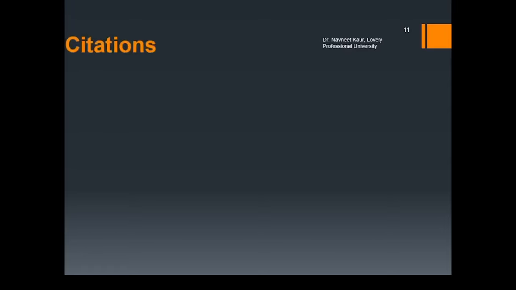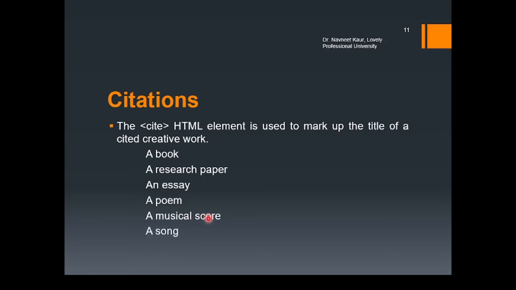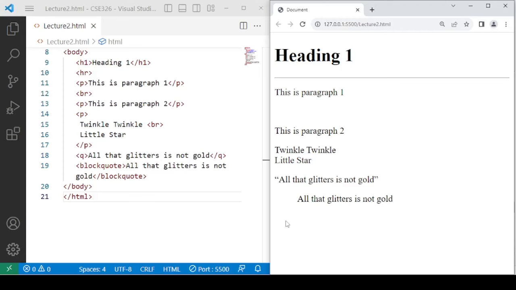Next one is citations. The cite element is used to mark up the title of a cited creative work, generally used to provide a reference or title to a creative work, or any quoted content. So this can include a book, a research paper, an essay, a poem, a musical score, or a song. How to use citation in your HTML document.